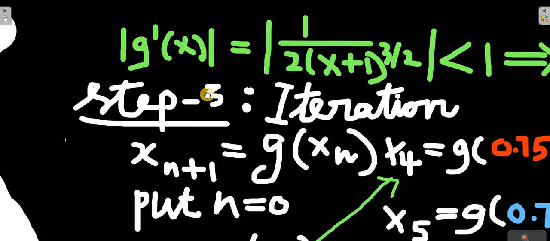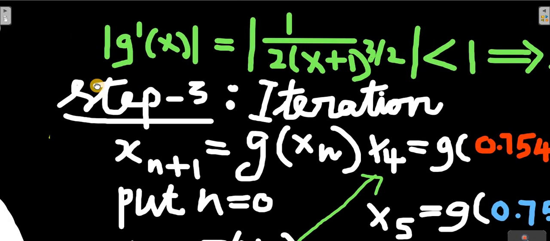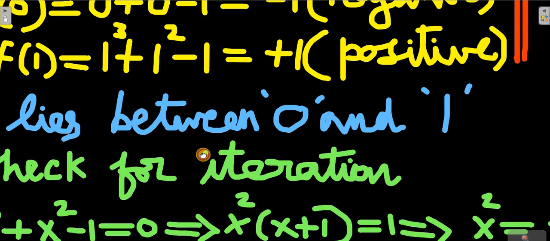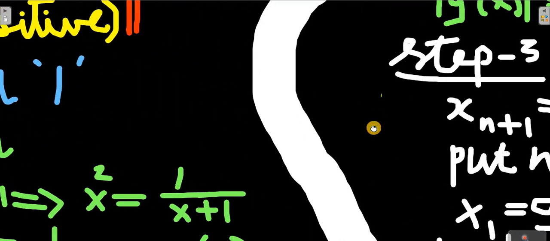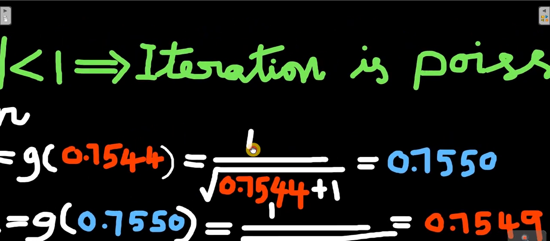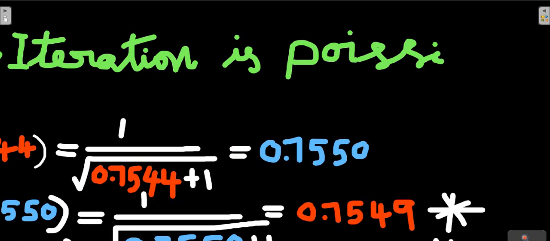That is, if you put the value between 0 and 1 here, then definitely this value will be less than 1. Between 0 and 1, the location of the root that we have found out just before, the location of the root between 0 and 1 we have found out. So if you substitute that value here, definitely that will be less than 1. So which is the indication that we can go further. So iteration is possible.